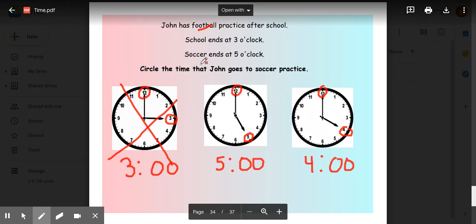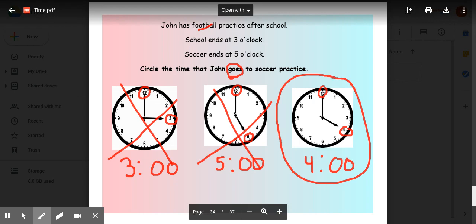Soccer ends at 5 o'clock. Now I'm trying to figure out what time he goes to soccer practice. Not what time it ends, but what time it goes. So if soccer ends at 5, it can't start and end at the same time. So it's not this clock. Circle the time that John goes to soccer practice. It is this clock. He goes at 4 and it ends at 5.